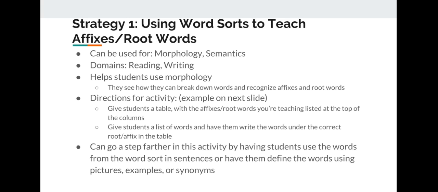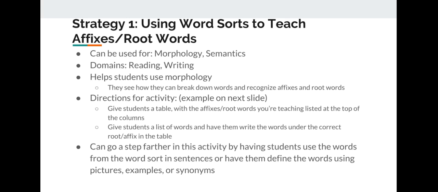So for this activity, you should give students a table with the affixes or root words that you're teaching listed at the top of each column, and then give students a list of words and have them categorize the words under the correct root or affix that's listed in the table.